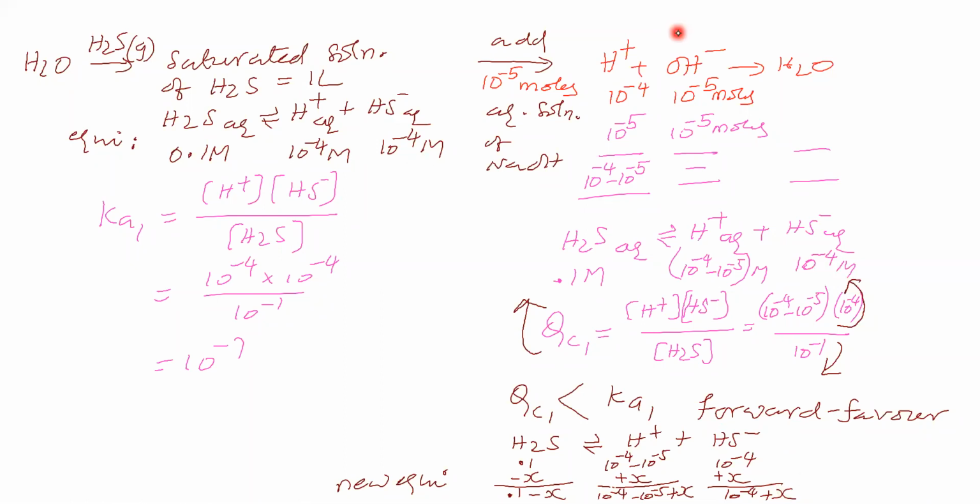Why? Because the added OH minus consumes this H plus. Due to that, this happened. So due to addition of base, the concentration of HS minus decreased. So next point we will see.